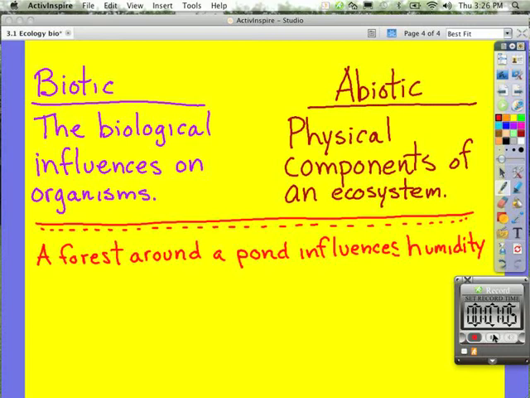Even certain chemical conditions in the soil around the pond are affected by living organisms. If most trees nearby are pines, their decomposing needles make the soil acidic. If the trees nearby are oaks, the soil will be more alkaline. This kind of dynamic mix of biotic and abiotic factors shapes every environment.